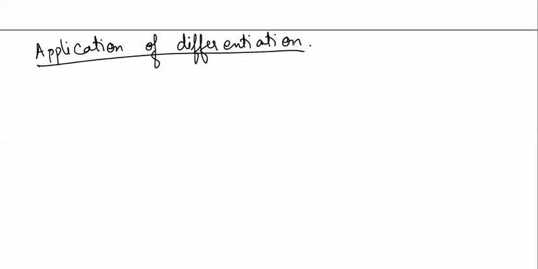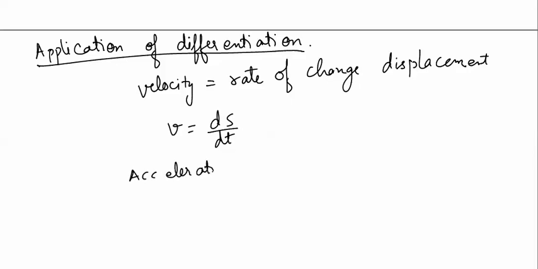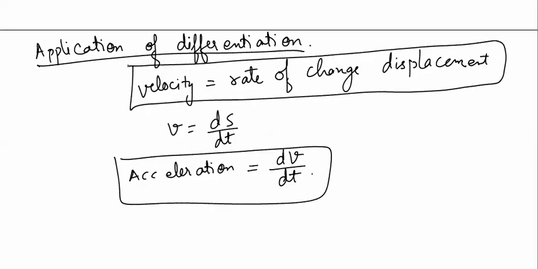Second, you can say, for example, velocity. What is velocity? Rate of change of displacement, or we call v is nothing but ds by dt. Similarly, we say acceleration. Acceleration is nothing but dv by dt. So there is the application, it is used to find the rate of change basically, right?